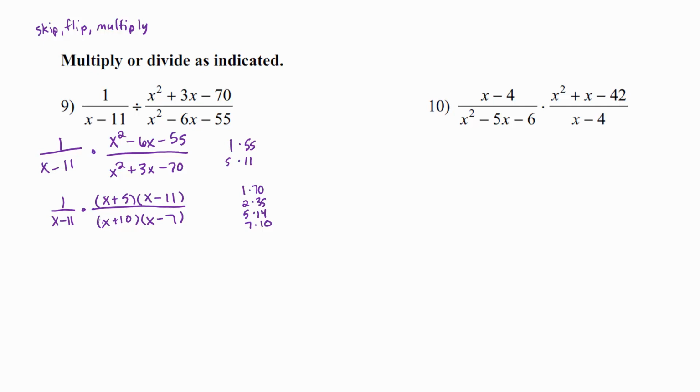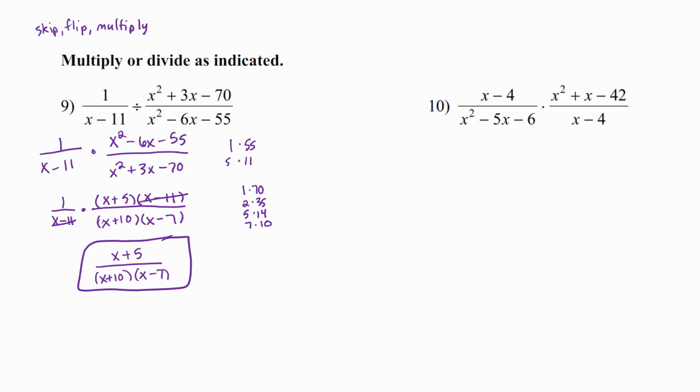Yes. And so if I look at the top and bottom of both my fractions, the x minus 11s will cancel, because when we're multiplying fractions together, we can cancel from one numerator to the other denominator, or inside the same fraction, we can cancel numerator and denominator. As long as one of them's on top and one of them's on bottom, we can cancel. So that's going to leave me with x plus 5 over x plus 10 times x minus 7. None of the rest of these can be simplified.